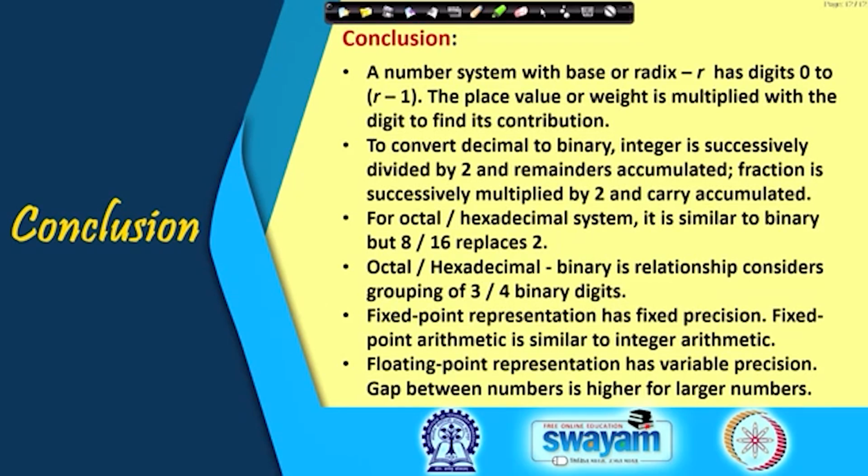And the octal and hexadecimal to binary relationship, to and from, considers grouping of 3 or 4 binary digits. Fixed point representation has fixed precision. Fixed point arithmetic is similar to integer arithmetic, and we shall discuss that part elaborately later. And floating point representation has variable precision, and the gap between numbers is higher for larger numbers.